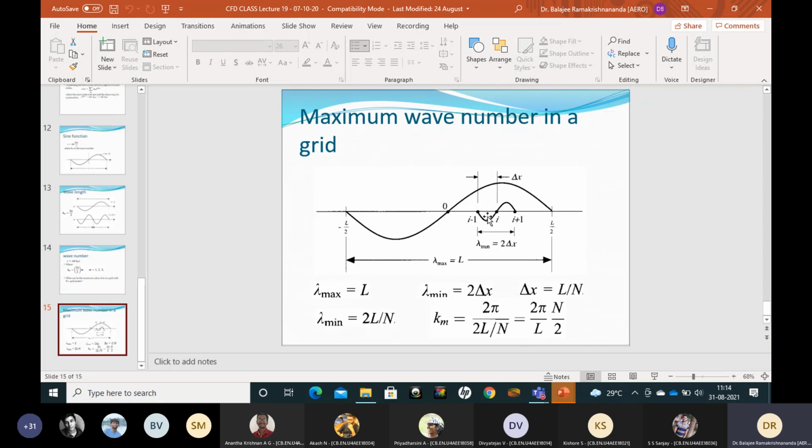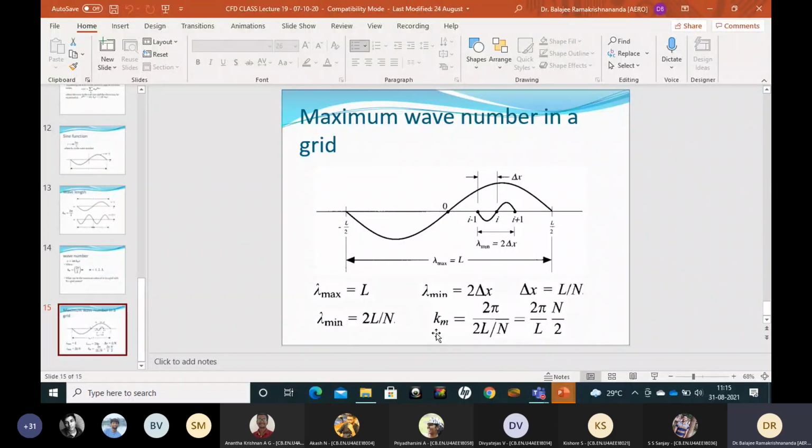So the minimum wavelength will be L by n by 2, which is 2L by n. So the minimum wavelength is 2 delta x. Minimum wavelength is 2 delta x. Okay, so delta x is equal to L by n, where n is the number of points. We assume a uniform grid for simplicity.